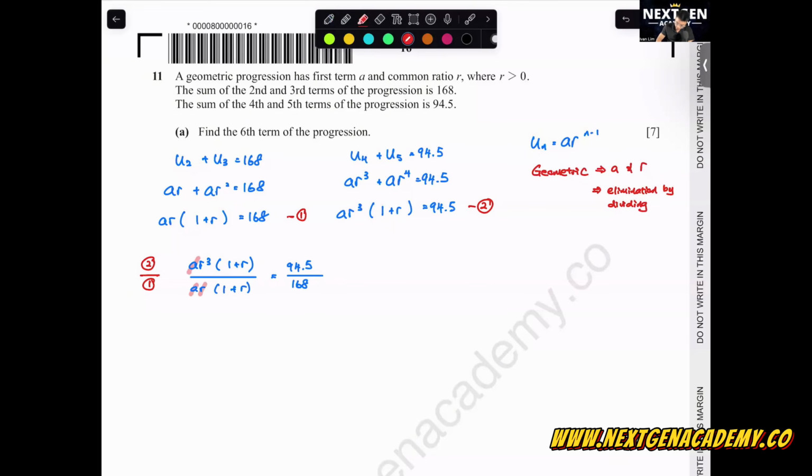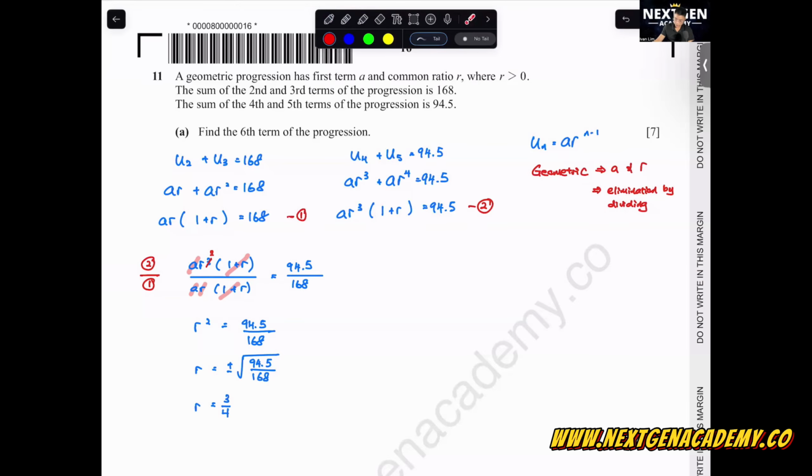What will we get? A and A cancel. This one will become power 2. And here, this will cancel. So you'll be left with R squared equals 94.5 over 168. Okay, R will be plus minus the square root of 94.5 over 168. But they say R must be more than 0. Therefore, R is equal to positive 3 over 4. It can be negative also if they don't give that statement here, R must be more than 0.